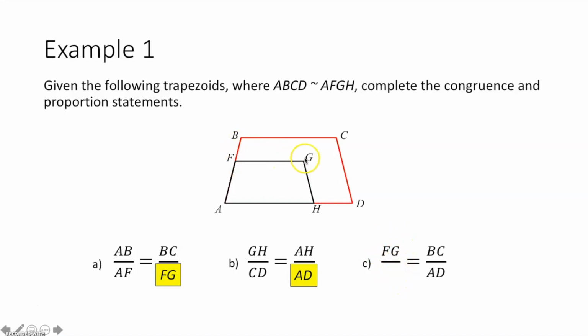So top of the small trapezoid would be FG, yep, over bottom of the small trapezoid, AH. And again, similarity statement works too. So FG, the two middle, over the two outside, has to be equal to the two middle over the two outside.